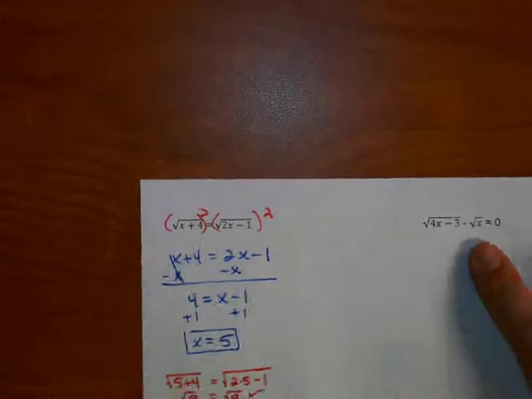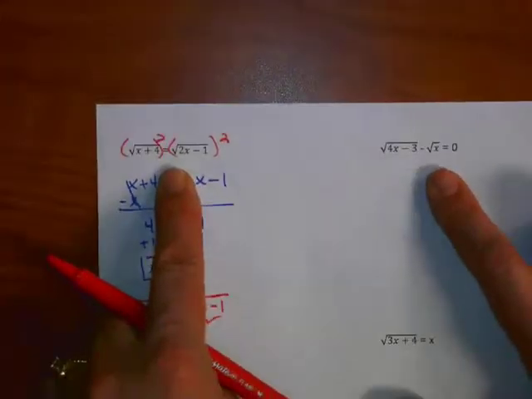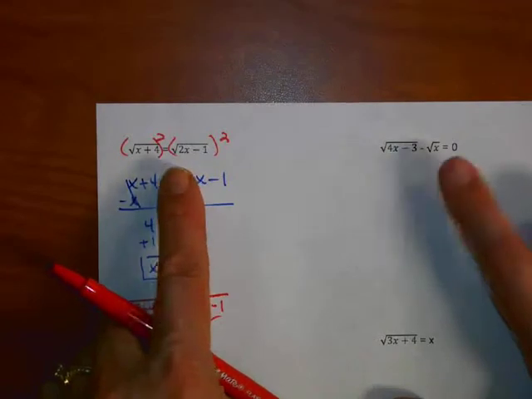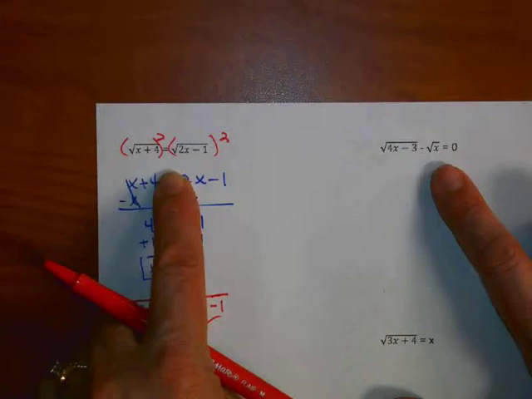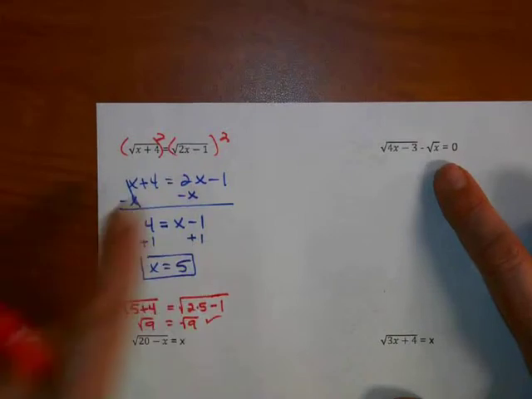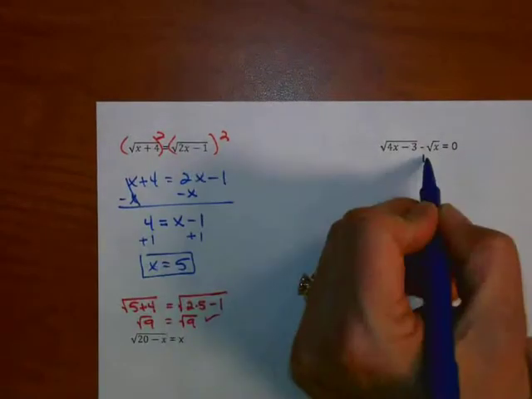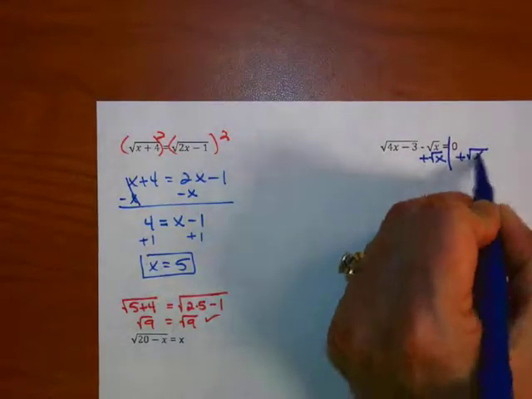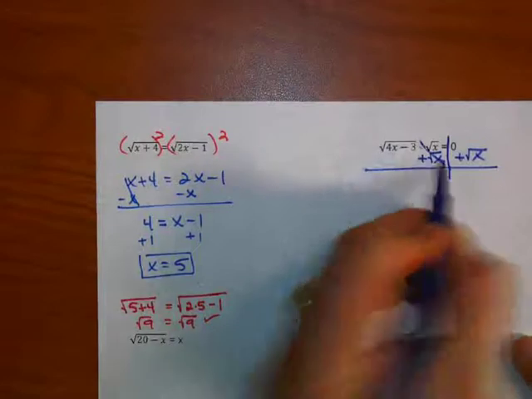Okay? All right, hey, look at this one. It's a little bit different looking than that one, isn't it? Yes, Mrs. Burgess, it's a little bit different. Can we make this one look like this one? What can we do? Add the square root of x to both sides, and then we'll have something that looks like this.